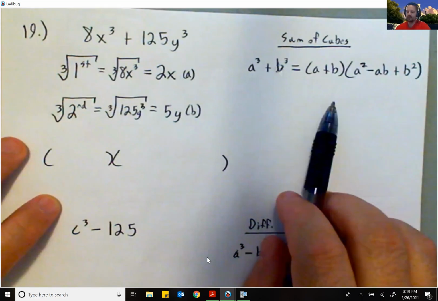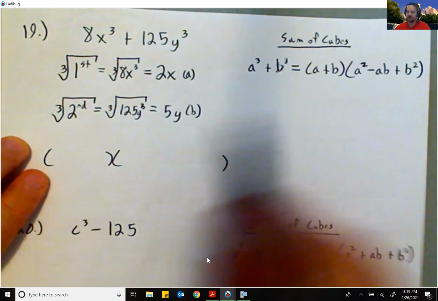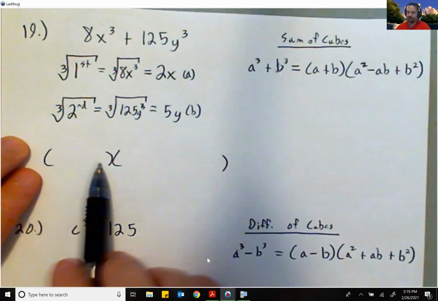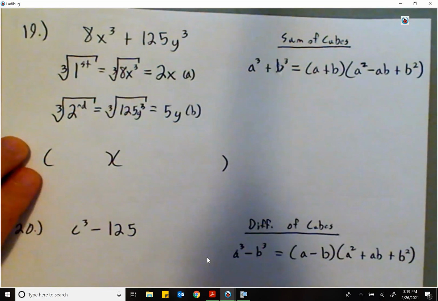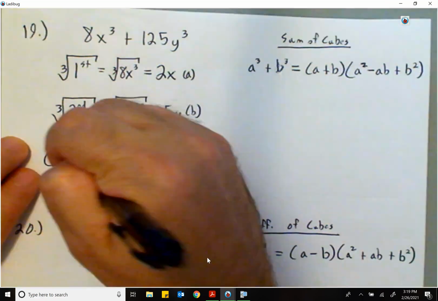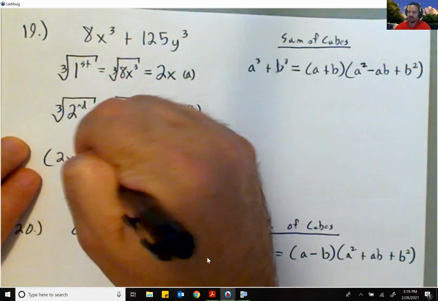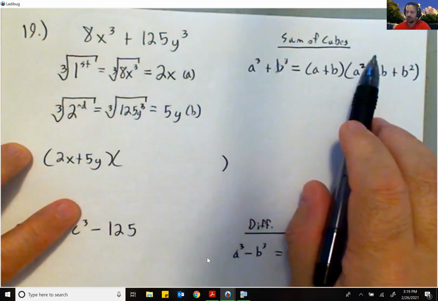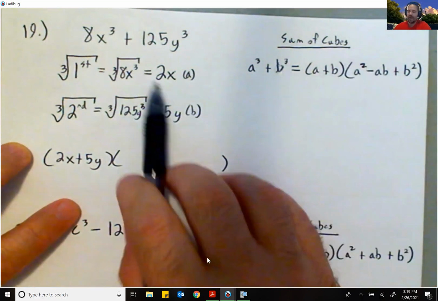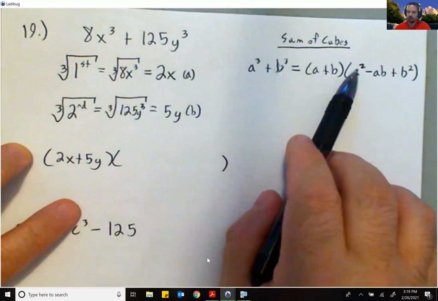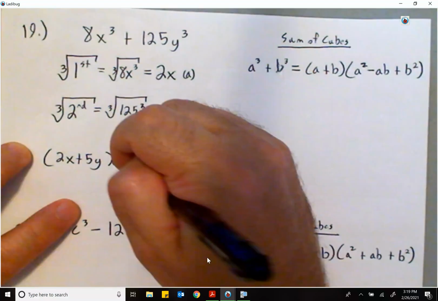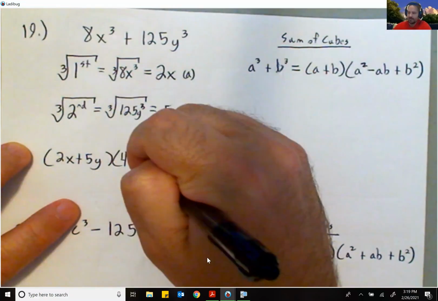So this first parenthesis is A plus B. So what does that look like? 2x plus 5y. Okay. Now, the second parenthesis, be careful. So this says we need to square A. So what is 2x squared? 4x squared. 4x squared minus.